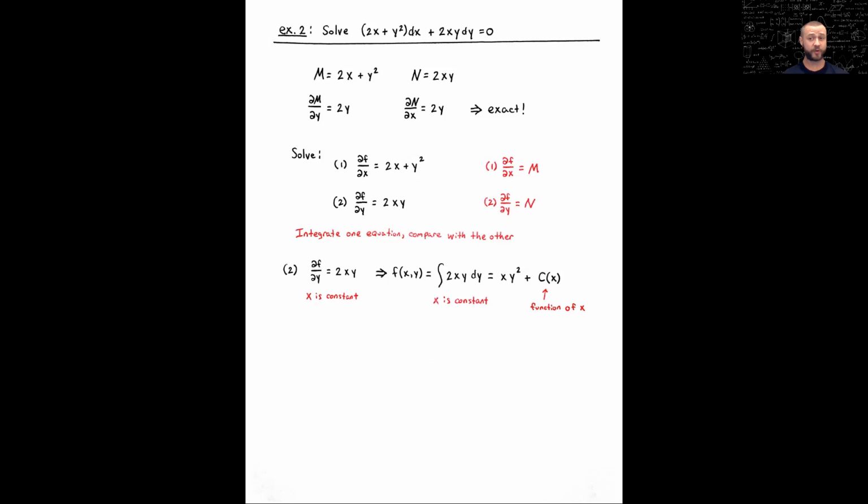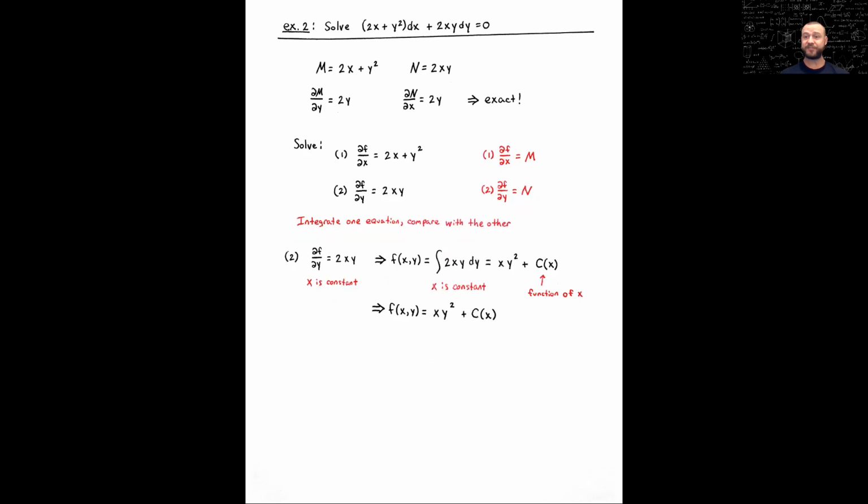But recall, when you integrate, you get a plus c, an arbitrary constant. Now it's a little bit different. Since we're dealing with multivariable functions, this constant that we get can actually be a function, but only of the variable that we consider right now as constant, which is x. So our integration constant actually could be a function of x right now. We'll denote that by c of x to denote a function of x.